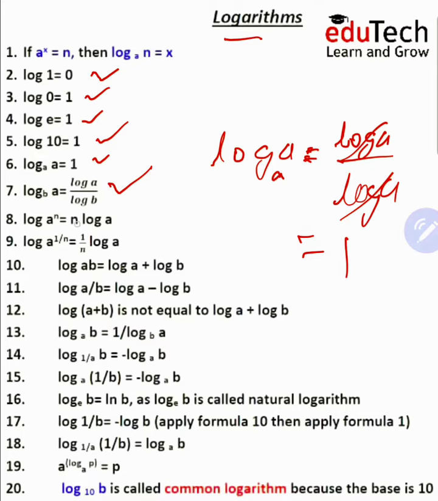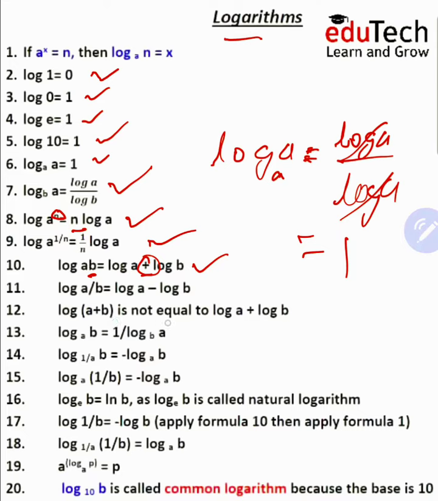Eighth one, log a power n can be written as n log a, means its power will come this side. And ninth one, log a to the power 1 by n equals 1 by n log a. 10th one, log ab equals log a plus log b. When it is multiplication, then it will become plus sign. And 11th one, log a upon b will be equal to log a minus log b.